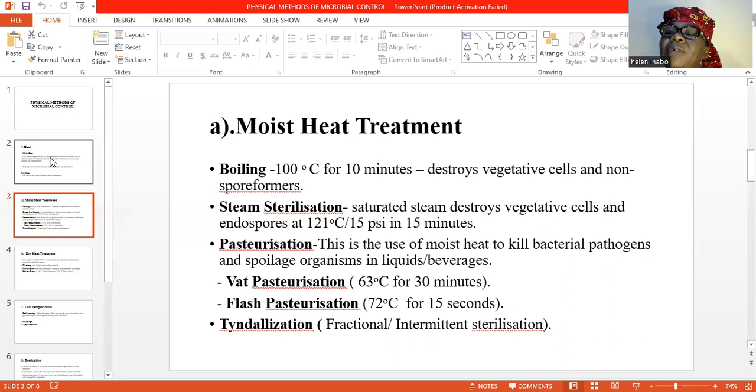Now, the vulnerable vegetative cells are destroyed during the process of tyndallization or fractional sterilization. But the heat-resistant bacterial spores will survive the heat treatment at 100 degrees Celsius. So on incubation, they will germinate into the more vulnerable vegetative cells.